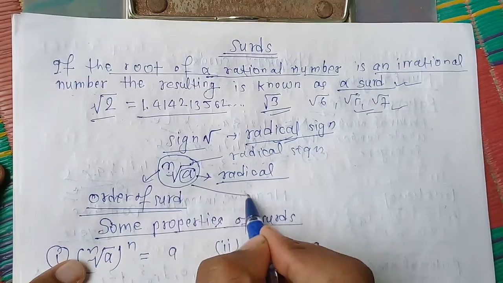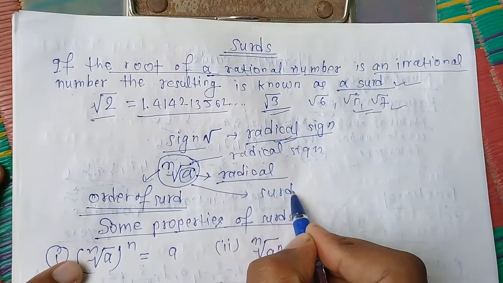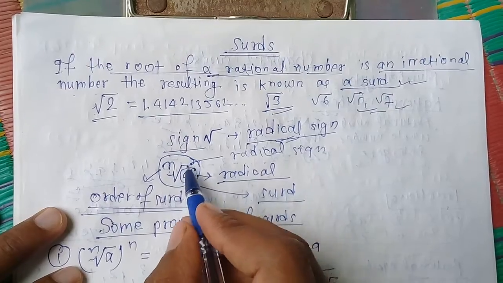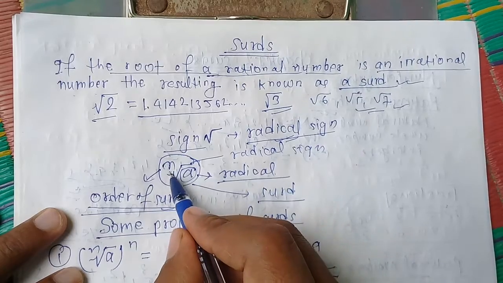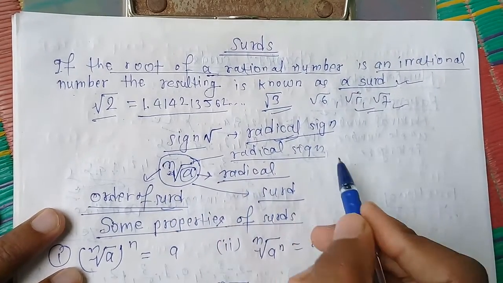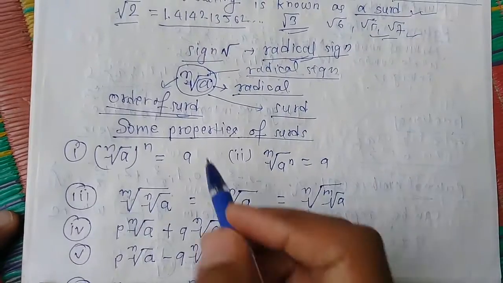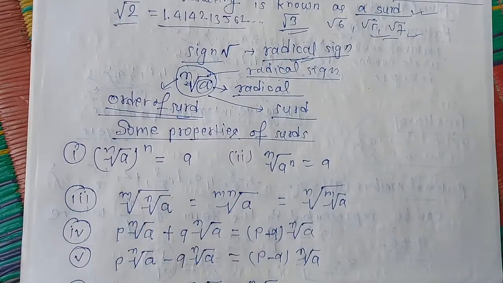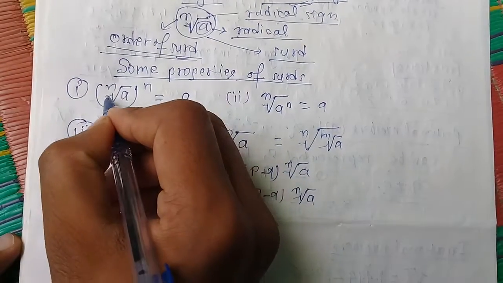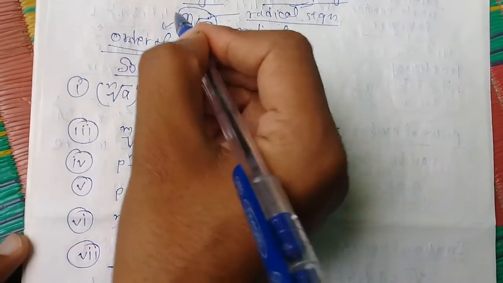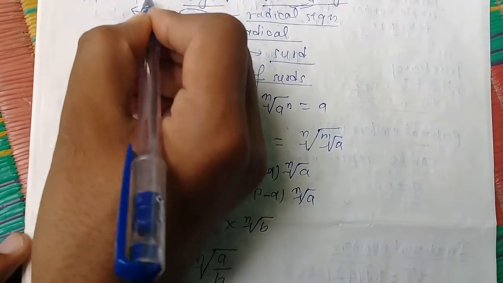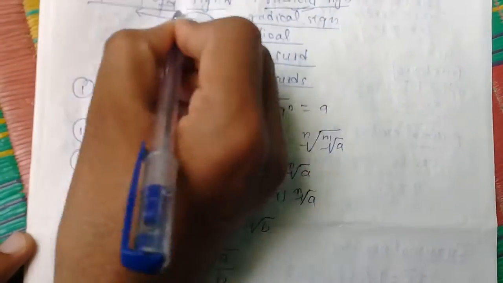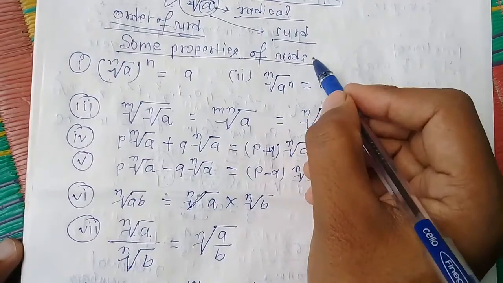The whole expression is the surd, n is the order of the surd, a is the radicand, and this sign is called the radical sign. Now again, some properties of surds. It is written as the nth root, the nth root of the radicand a.